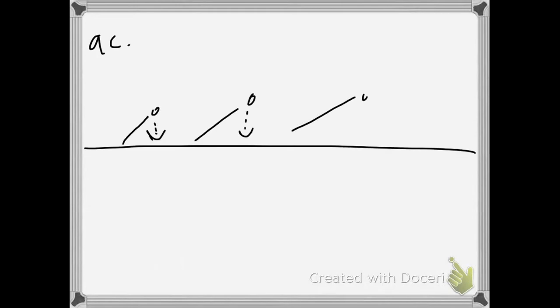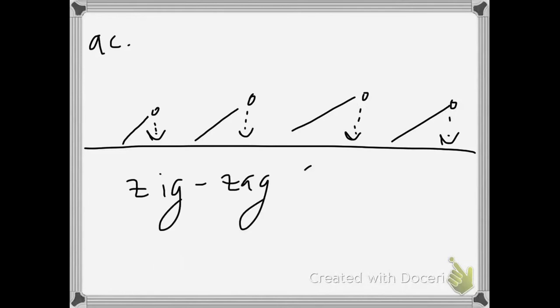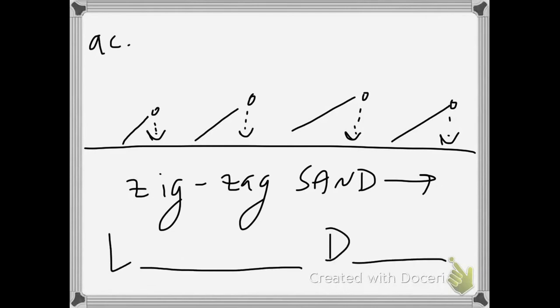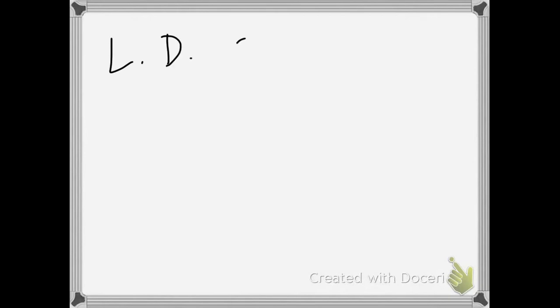So there is an intermediate step that's missing in this picture, but because of wave refraction, it creates something which causes the sand to zigzag down the beach. So this actual movement of sand down the beach is known as LD. What is that? Okay, this is longshore drift.